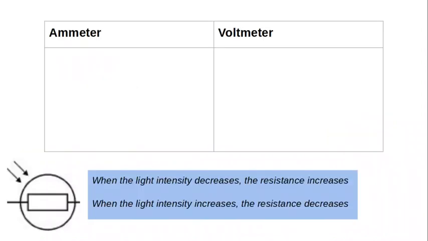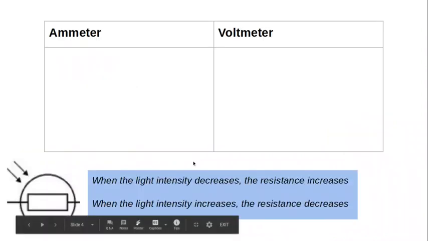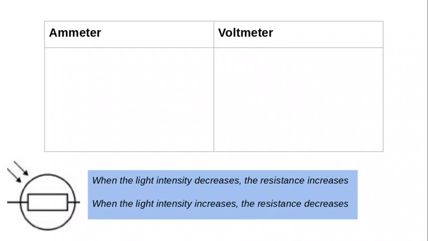So we want to see what happens to the readings on the ammeter and voltmeter if you've got a light dependent resistor in the circuit. So we're going to go with this bottom example here, when the light intensity increases. This is the scenario we're going to talk through. So if the light intensity increases, we know that for an LDR, the resistance decreases.